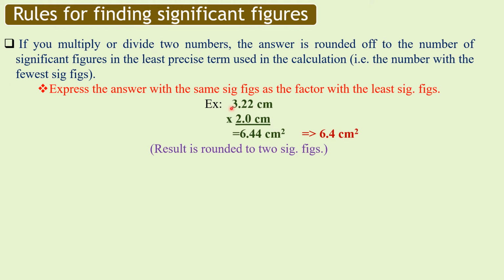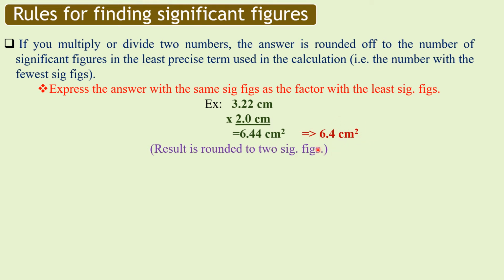In 3.22 there are three significant figures and in 2.0 there are two significant figures. So the least precise term is 2.0, with the fewest significant figures. As the least precise term 2.0 has two significant figures, the answer should be rounded off to two significant figures. So 6.44 is rounded off to two significant figures.